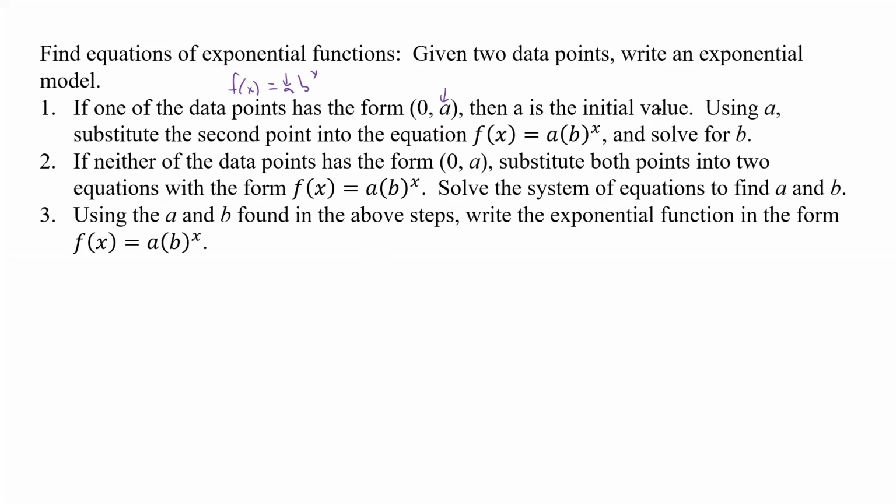Then a is the initial value. Now using a, we're going to substitute the second point into the equation and solve for b. Okay, that's the easy one. Now what happens if neither of the data points has the form (0, a)? So maybe it's going to be (1, 1) and (3, 5) or something like that.